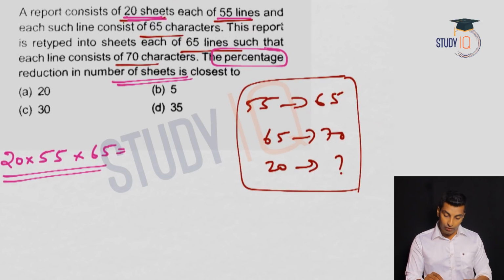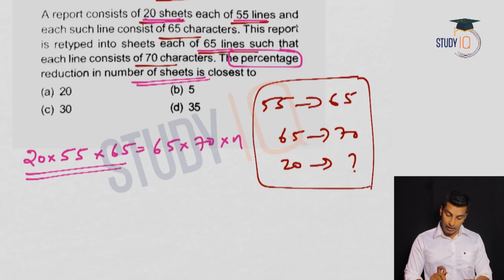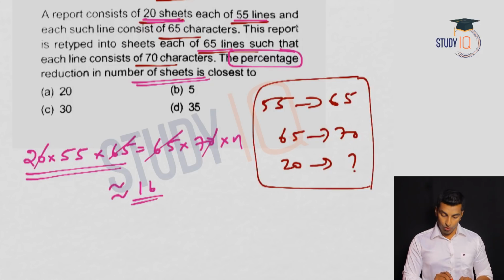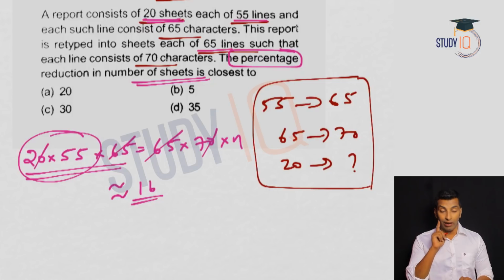So what you can do is equate it with the new situation: 65 lines into 70 characters into n, the number of pages. If you equate, the 65 and 65 get cancelled out, the 0 and the 0 get cancelled out, so you get the number of pages as approximately 16. Because this is 110 divided by 7, and 16 into 7 is 112, so 16 is the approximate number of pages.